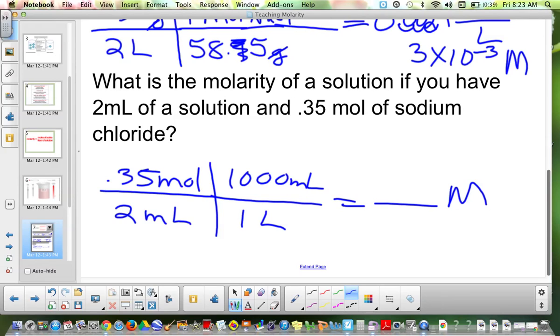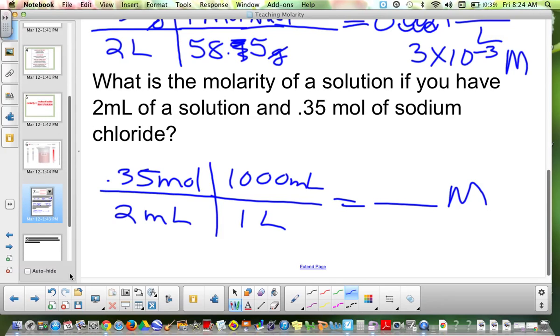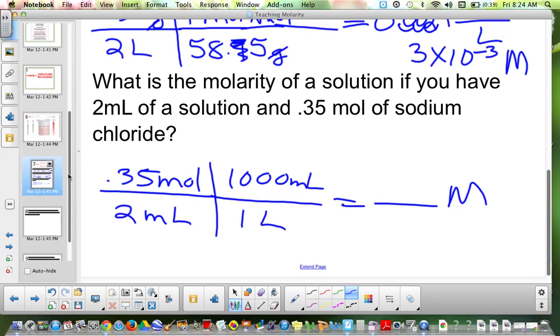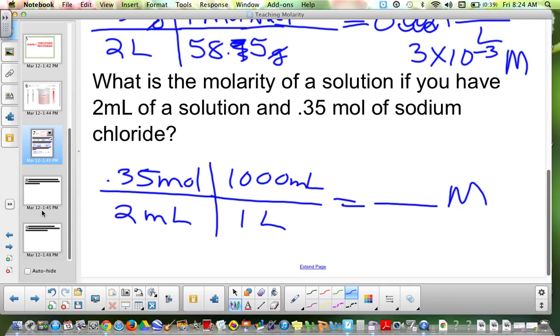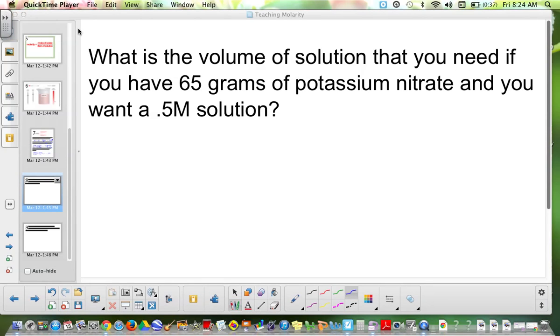All right? So now we're going to go harder. So, we're going to go all out. Okay, here we go. What is the volume of a solution that you need if you have 65 grams of potassium nitrate and you want a 0.5 molar solution? Stay with me, okay?